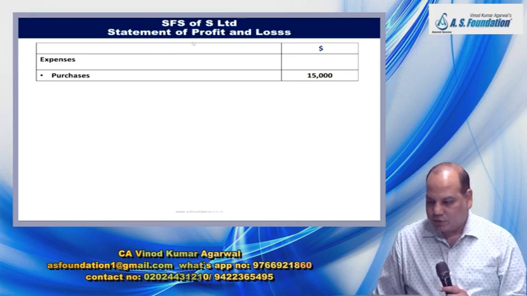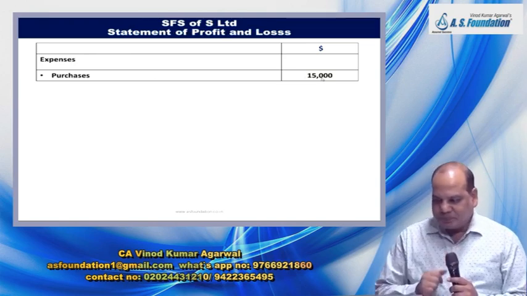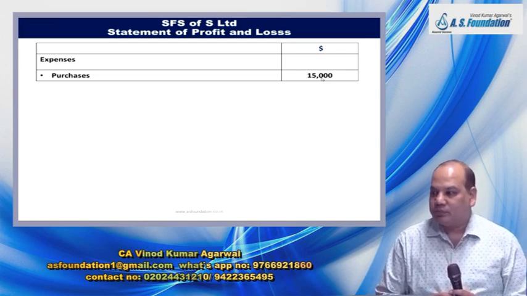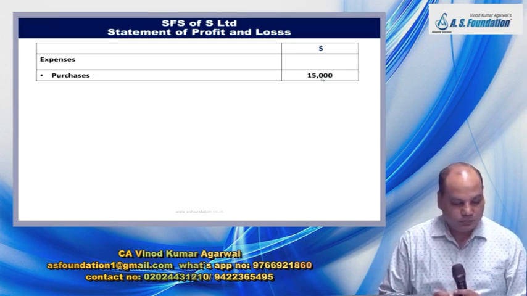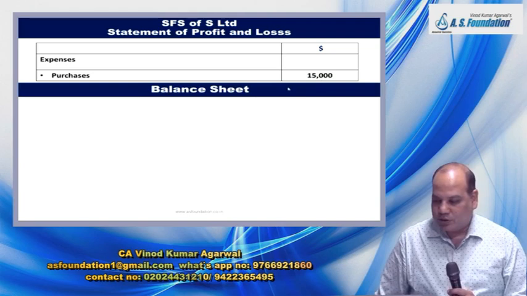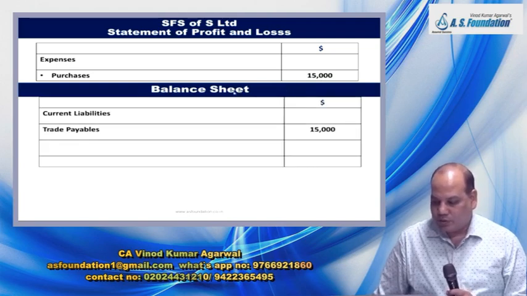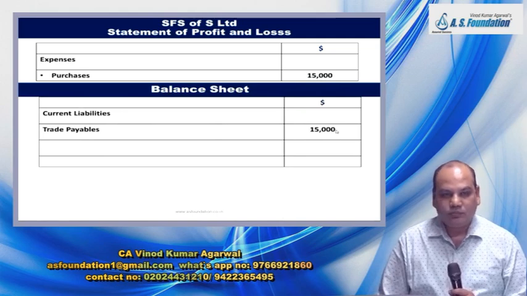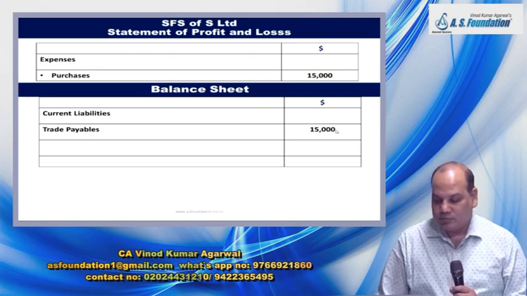Now come to SFS of S Limited. So they will write only one item, expense, in the P&L account, $15,000. Is it right? Expense $15,000. Say yes, yes. And what about their SOFP? Current liabilities, trade payable $15,000.